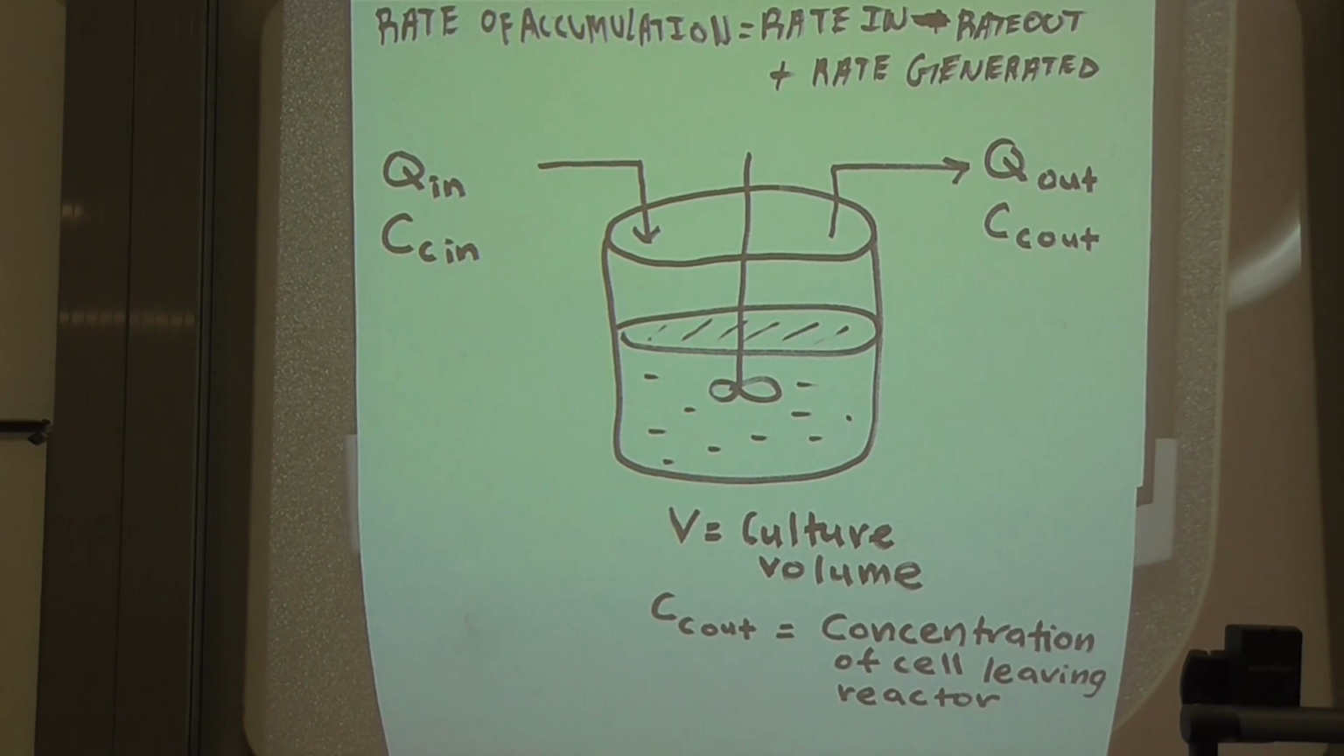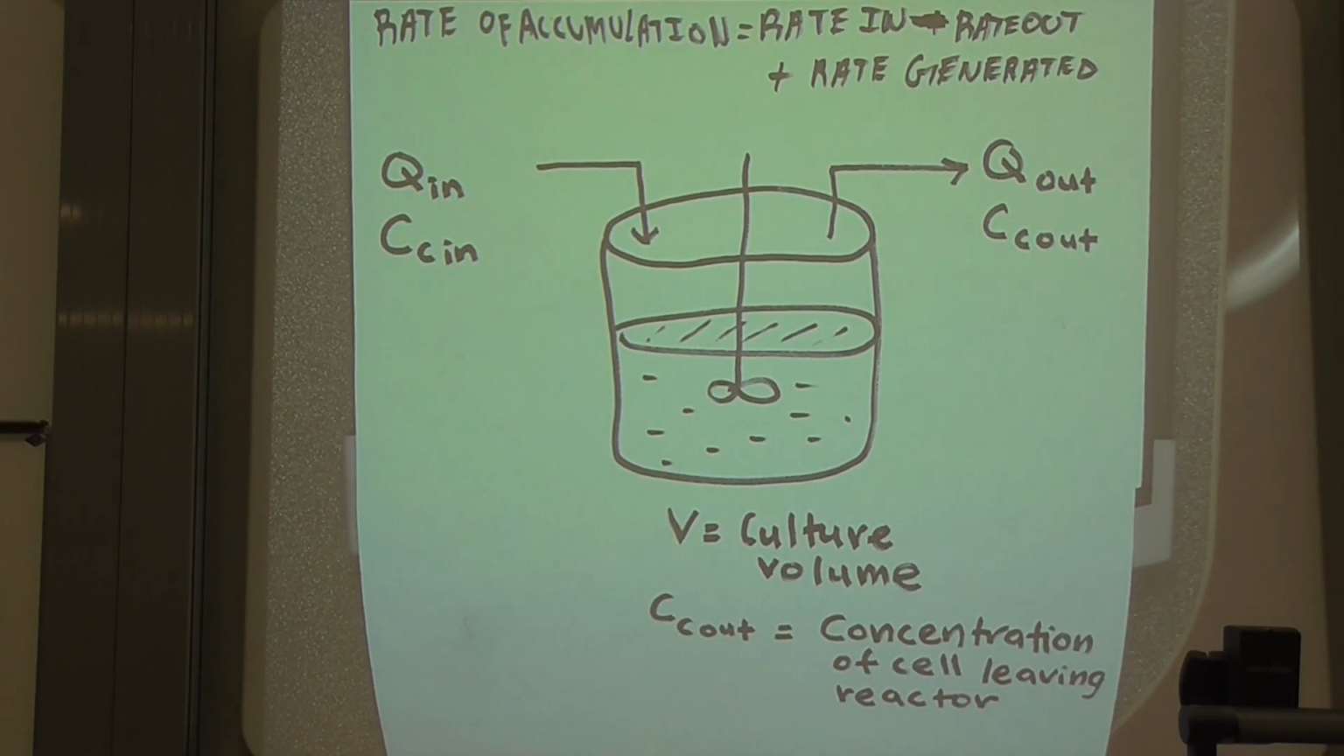We're going to be performing a mass balance on cells inside a batch reactor. Firstly, we're going to see the general equation for a mass balance. And the equation is that the rate of accumulation is equal to the rate in minus the rate out plus the rate generated.